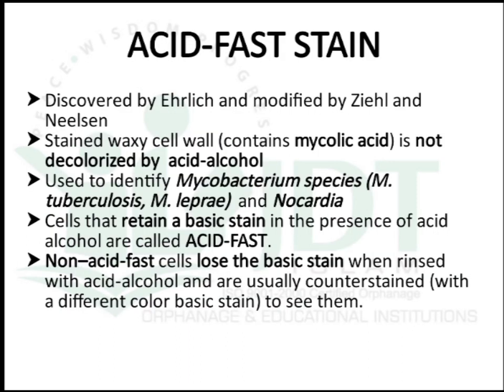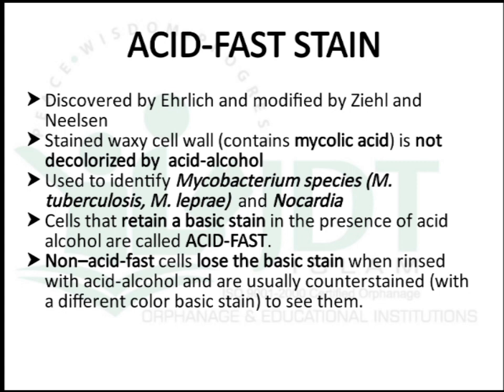Next differential staining method is acid-fast staining. It was discovered by Ehrlich and modified by Ziehl and Neelsen, so the acid-fast staining technique is also known as the Ziehl-Neelsen method. This method is mainly used to identify Mycobacterium species like Mycobacterium tuberculosis and Mycobacterium leprae, and Nocardia species. This is a preliminary test for the detection of tuberculosis. In this, we can differentiate microorganisms into acid-fast and non-acid-fast microorganisms.